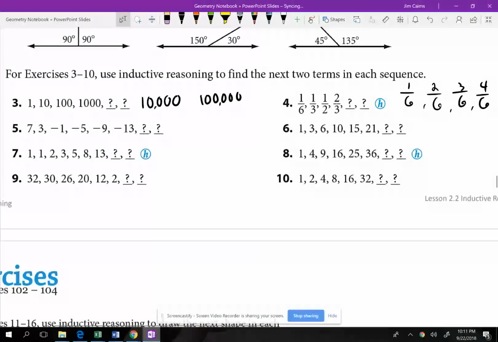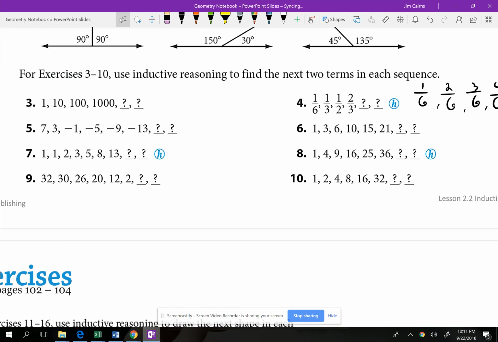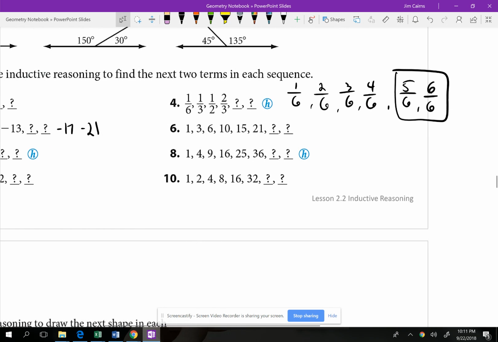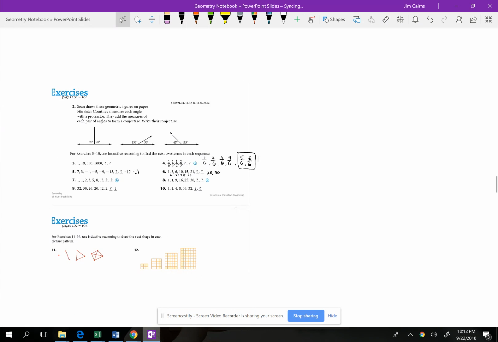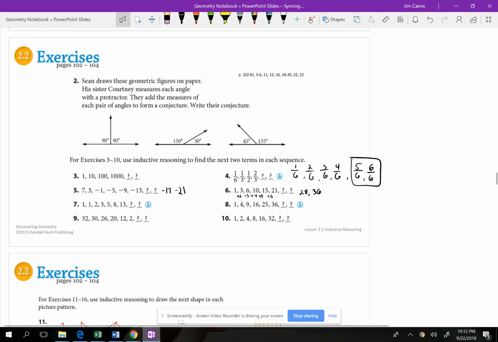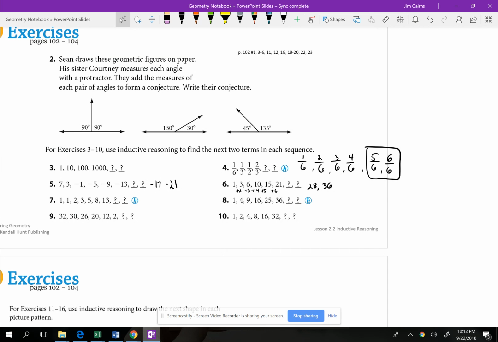So that puts us to number 5. 7, 3, minus 1, minus 5, minus 9, going down by 4: minus 13, minus 17, minus 21. Number 6: 1, 3, 6, 10, 15, 21. Add 2, add 3, add 4, add 5, add 6, add 7, so 28. Add 8, 36. Okay. So in these ones, 3, 4, 5, and 6, finding the pattern, the more you do it, the quicker it'll come.